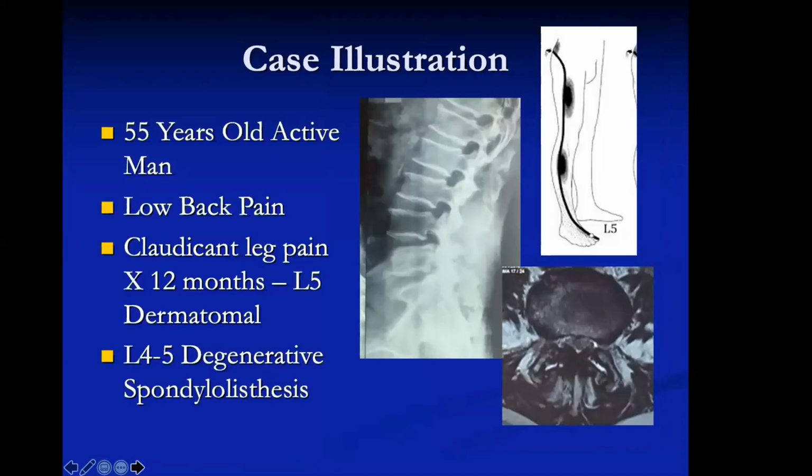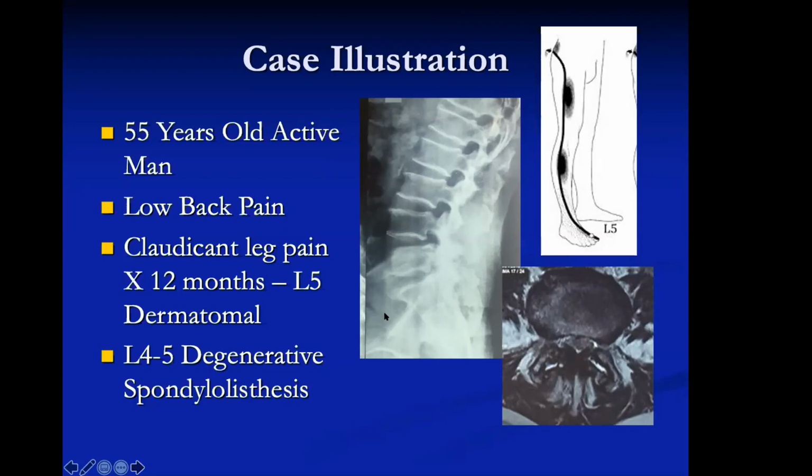Now let me highlight this particular patient story. This is a 55-year-old active gentleman. He has significant mechanical back pain. Mechanical back pain is basically pain on movement, like getting out of the bed, bending forwards, turning in the bed, getting out of the car. Whenever there is a movement involved, the patient has significant back pain, and that radiates down the leg, along the L5 dermatome.